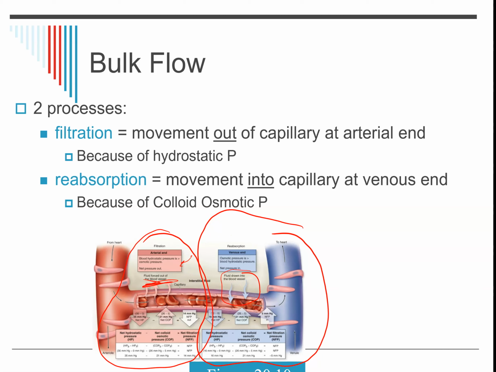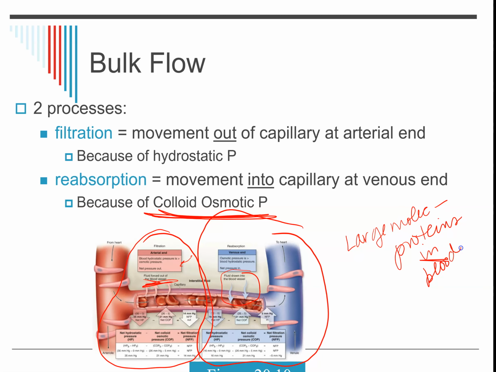And this happens because of the other pressure, and that's your colloid osmotic pressure. You should remember from the blood chapter that blood is sometimes referred to as a colloid because of large molecules like proteins that are in the blood. And that's what we're talking about: the presence of proteins in the blood, in high numbers, is going to increase your colloid osmotic pressure. When they're more diluted, you'd have lower colloid osmotic pressure.